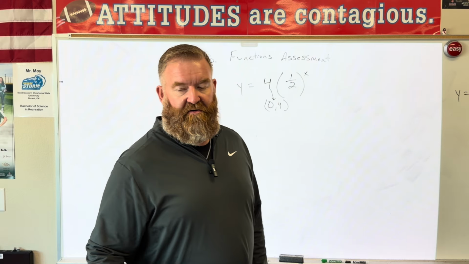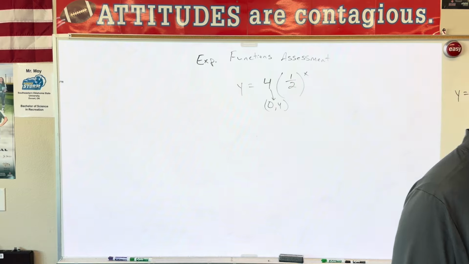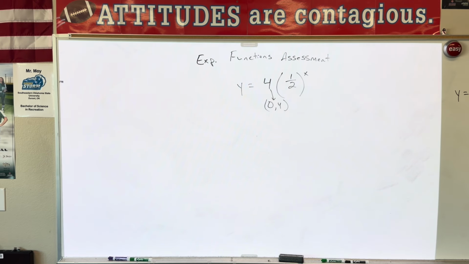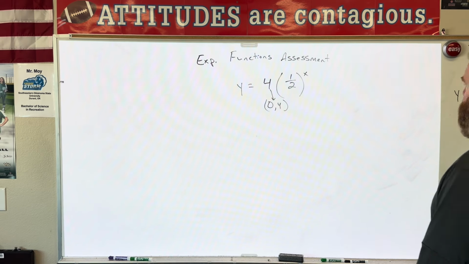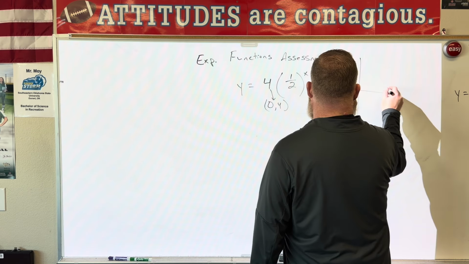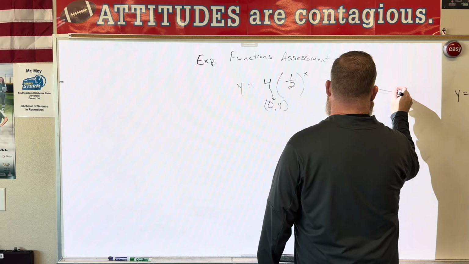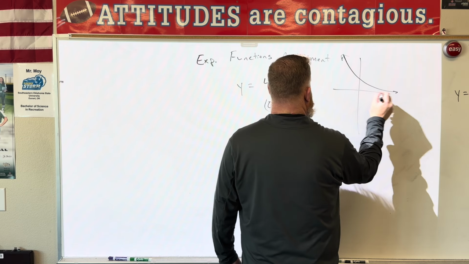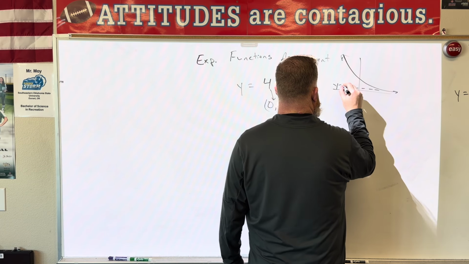Now, who has the graph? Let me see it. Hit graph. What does it look like it gets to, but it never fully crosses? 0. Y equals 0. Then your graph looks like this. Would you agree? Is that what it looks like? Yeah. Okay, my horizontal asymptote is y equals 0.